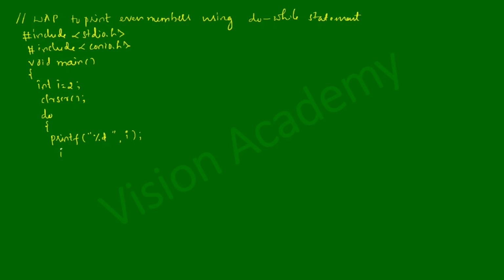So that is the reason I have to write here i = i + 2, and then put a semicolon and a curly closing brace, and here we have to write while and a condition. So what should be the condition? The value of i, if it is less than or equal to 20, suppose. Okay, so the first 10 even numbers will be printed. Now we will write the getch function and then the curly closing brace.